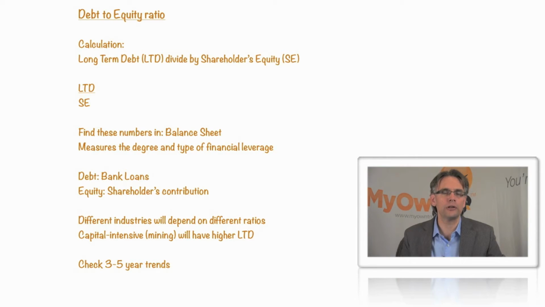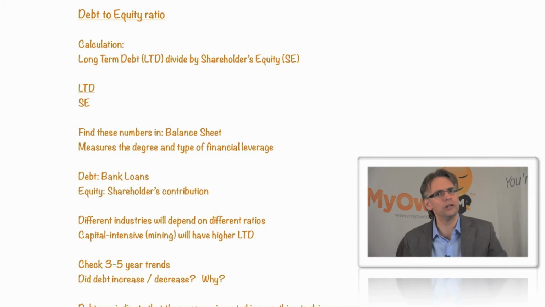Now, typically what you want to look at is the 3 to 5 year trends that are, again, available in the annual report. Did the debt and equity increase or decrease? And ask yourself, why? Debt can indicate that the company has invested in something to drive revenue. However, short-term, it can reduce profits and even dividends. So what you want to look at is the different types of debt and what have they done with that. They borrowed money. Why did they borrow the money? What have they done with it? And was there any upside based on that borrowing?